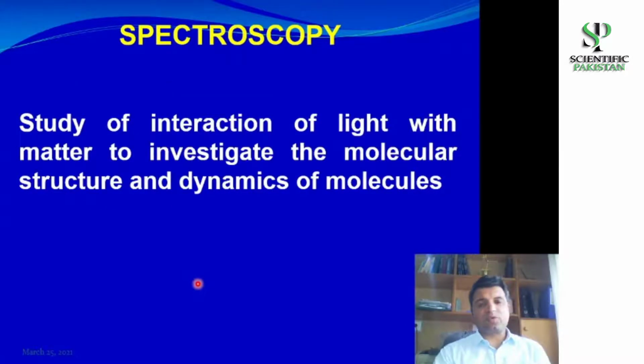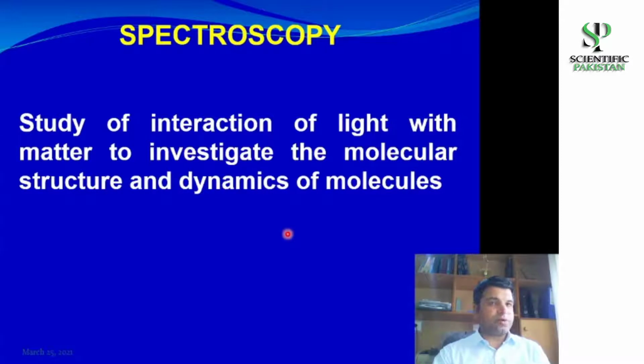So what is spectroscopy? Spectroscopy, you all would be aware of, is the study of interaction of light with matter. So when light interacts with matter, and because we're talking about the application of spectroscopy in chemistry and especially in organic chemistry, spectroscopy here would mean the study of the interaction of light with organic molecules. Why would we like to study the interaction of light with these molecules? That is to investigate the molecular structure and the dynamics of the molecules.